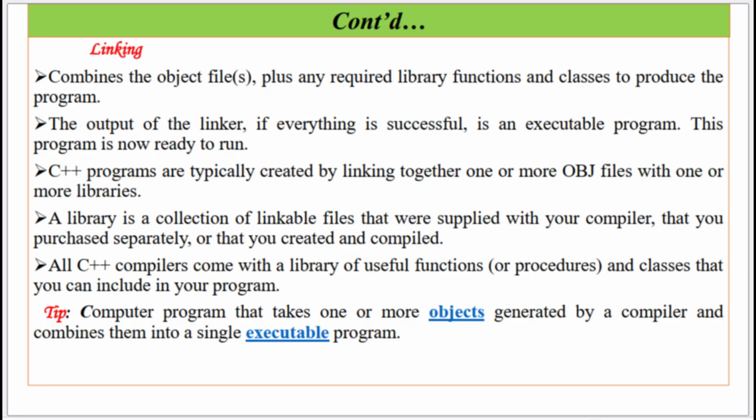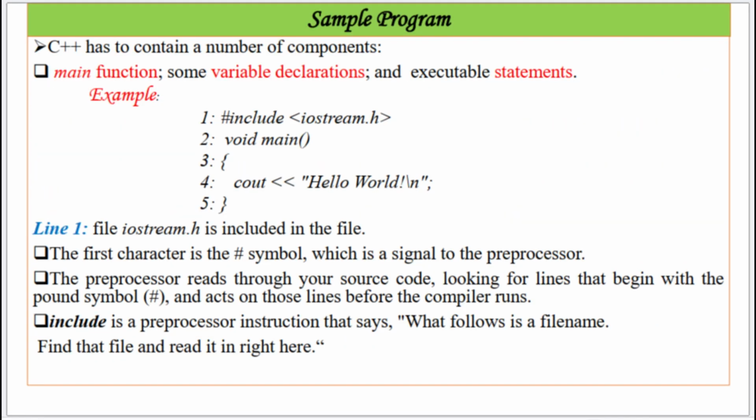Tip: a linker is a computer program that takes one or more objects generated by a compiler and combines them into a single executable program. Sample program. A C++ program has to contain a number of components: the main function, some variable declarations, and executable statements. Example: 1 #include <iostream.h>, 2 void main(), 3 {, 4 cout << "Hello world\n"; Line 1: the file iostream.h is included in the file.